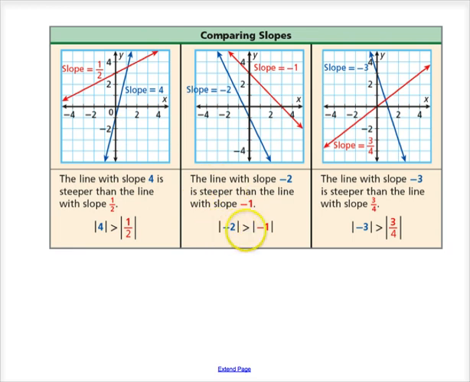Again, since we're doing absolute value, even though it's negative, the slope -2 is steeper than the slope of -1. And here, because the absolute value of -3 is greater than 3/4, even though this is negative, it is a steeper slope. So we can compare slopes that way.